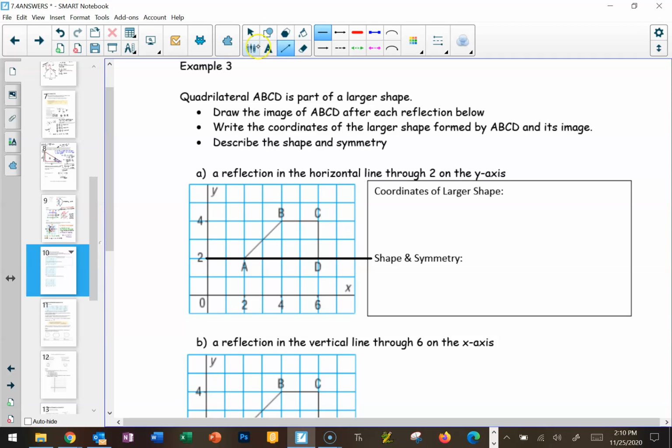So what we need to make sure of when we're drawing this object, and I'm going to draw it in red, is that our reflection for each point has to be exactly the same distance from the line of symmetry.